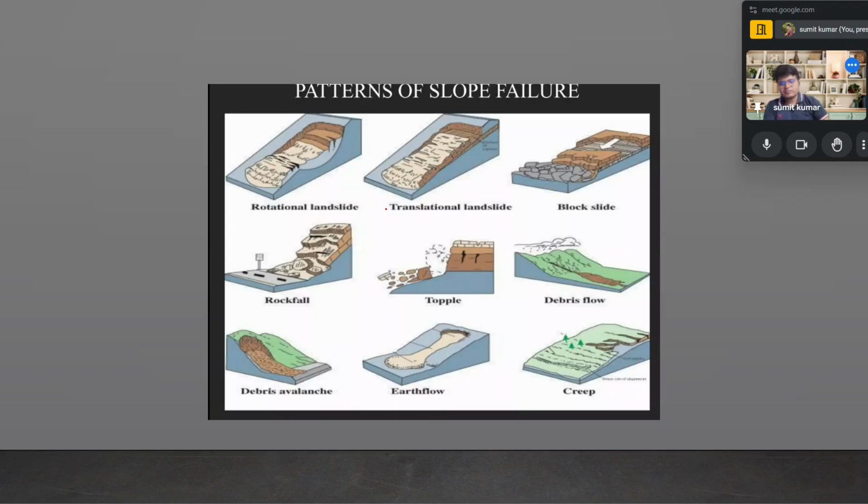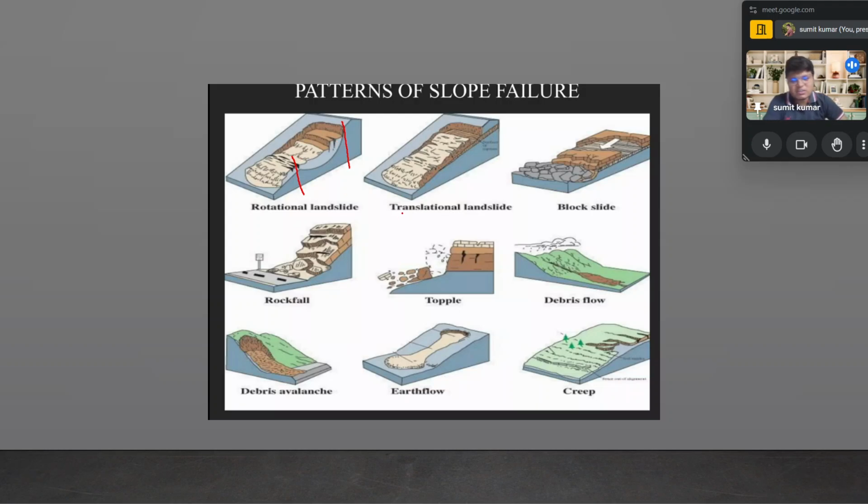Now over here, see the patterns of slope failure. The first one is showing the rotational landslide. Over there, the failure pattern is clearly visible. If you see along the cross section from the right side, specifically at this cross section, how the failure takes place, an arc has been created. That's why it is called a rotational landslide.